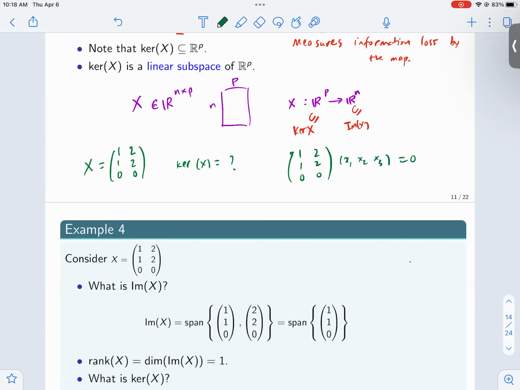But this is not a valid matrix multiplication, is it? Probably not. So this is 3 by 2, right? This is going to be 1 by 3, so that you can multiply them. If you put it on the other side, it would work, but that wouldn't give you the image.